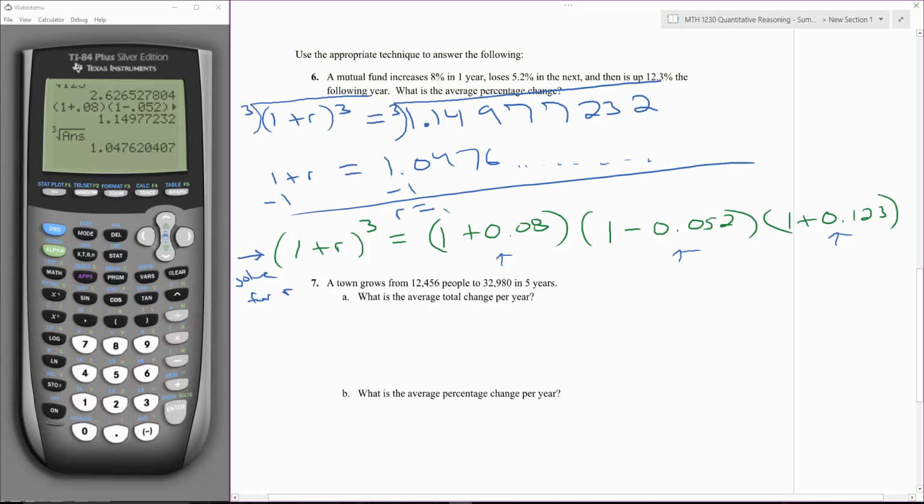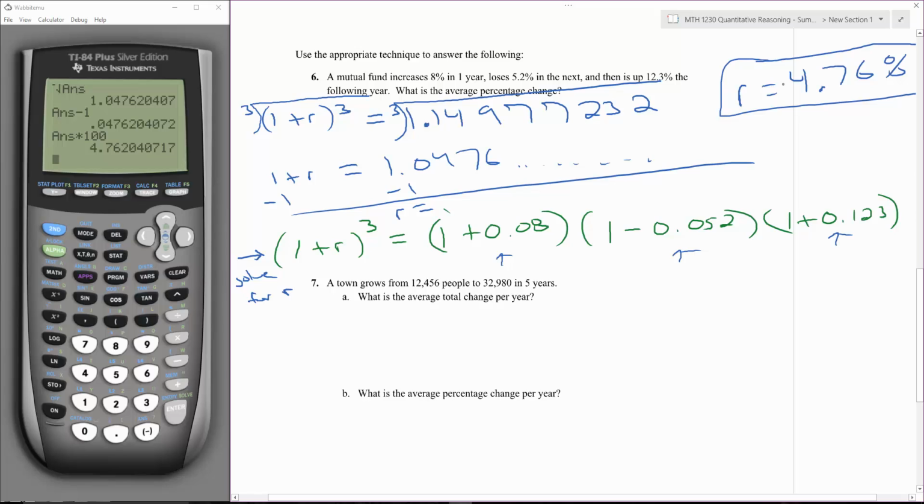To find r, I need to subtract 1 from both sides, and I finally get r. If I take this minus 1, I get this, and this is in decimal form. To turn it into percent, I need to multiply by 100, moving the decimal point 2 spots to the right. So r is equal to 4.76%, and it's positive, so that would be a percent increase overall. And so we have an average of 4.76%.